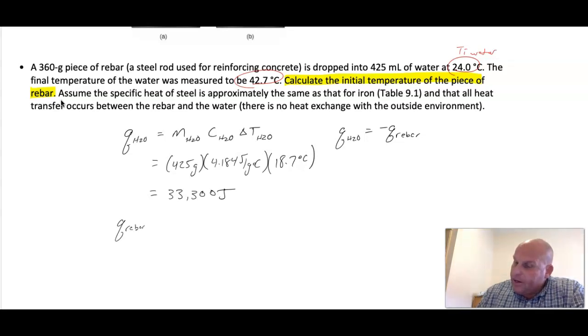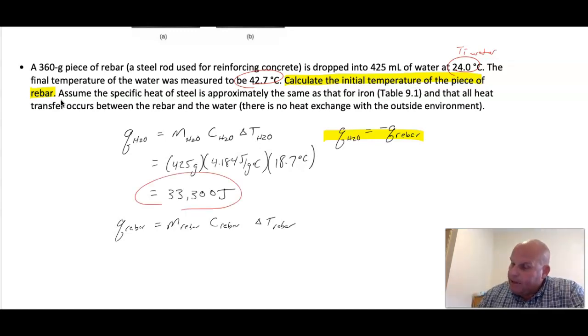Okay, so if the water gained 33,300 joules, that means I can now set up this calculation for my rebar, and that's going to equal the mass of my rebar, the specific heat of my rebar, and the temperature change of my rebar. So here's where this important concept comes in for calorimetry problems. Since I just calculated this value for the water, I can plug that right in here while changing the sign to get my heat for my rebar.